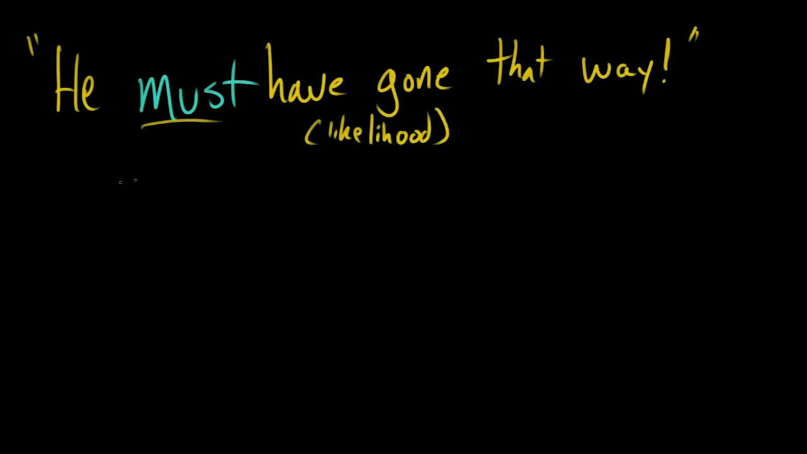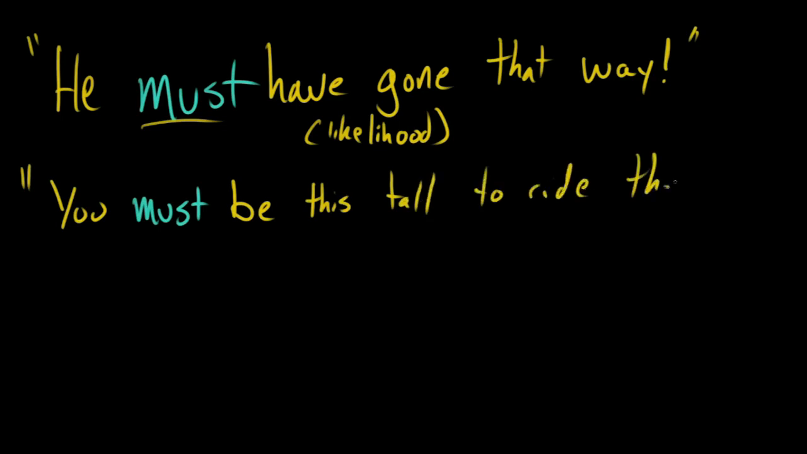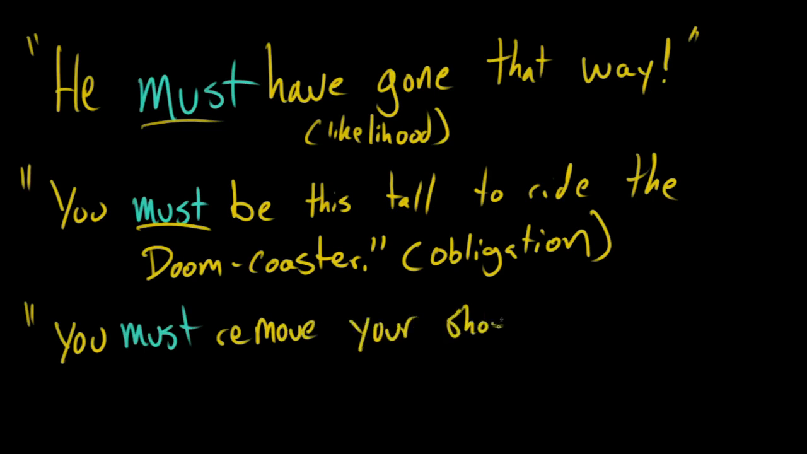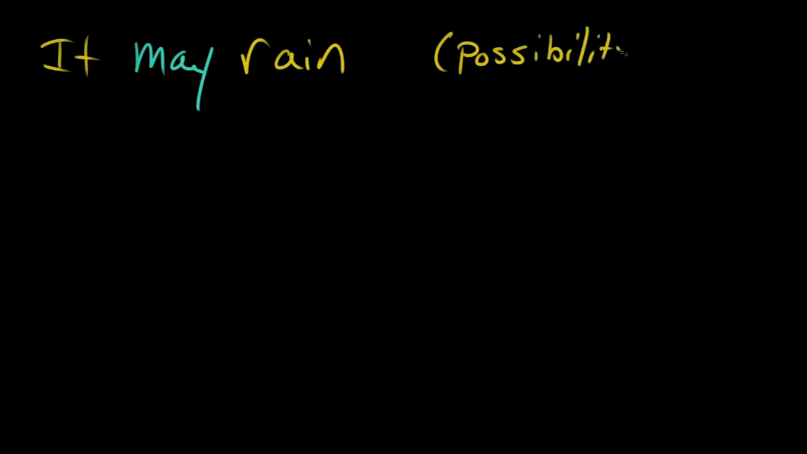This must have happened. But if you're at an amusement park and the roller coaster you want to ride has a height requirement, the sign probably says, you must be this tall to ride the Doom coaster. This is like a necessary condition. By a similar token, if you enter someone's house and they demand that you take off your shoes, they would say, you must remove your shoes. Similarly, with may, we can use may to express a possibility, like saying it may rain, that's something that could possibly happen, or to give someone permission, like you may enter.